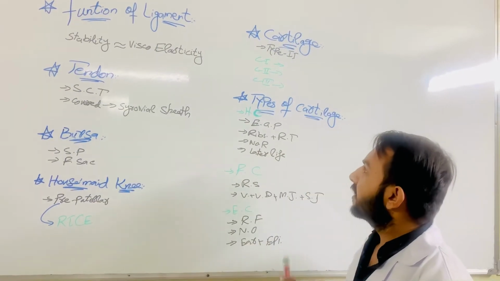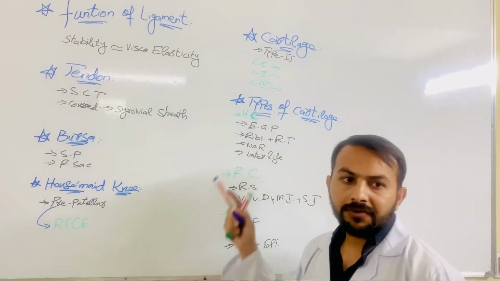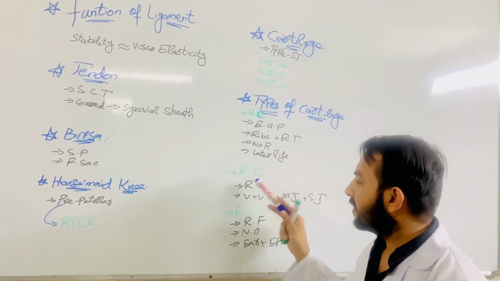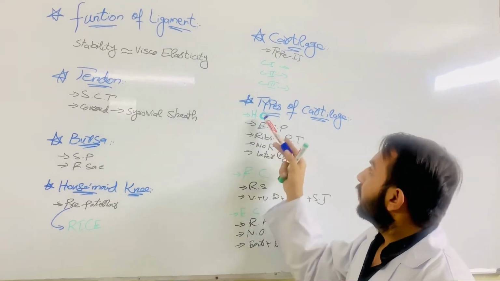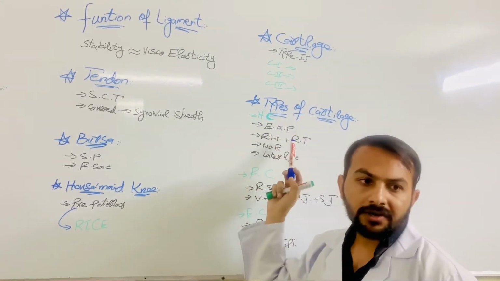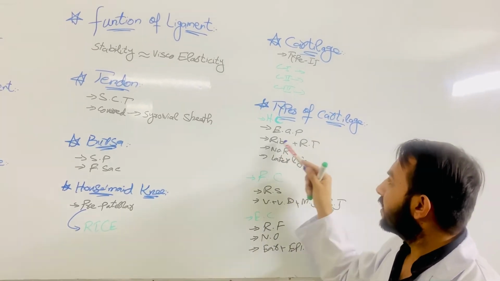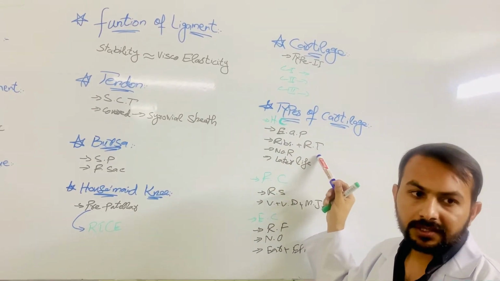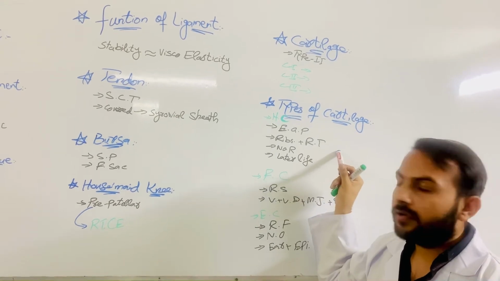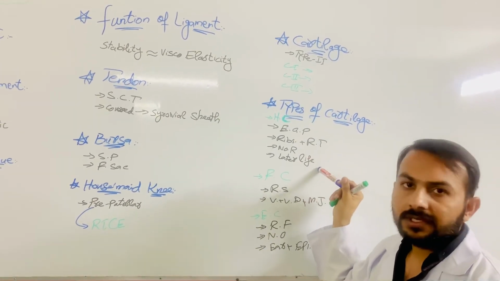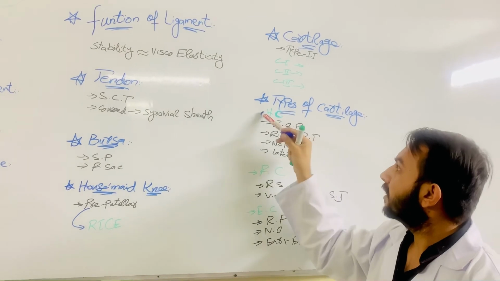In the types of cartilage, there are three types. Number one is hyaline cartilage, number two is fibrocartilage, number three is elastic cartilage. Now we'll discuss hyaline cartilage. Hyaline cartilage is present in the epiphyseal growth plates and the ribs, and it has little repair.